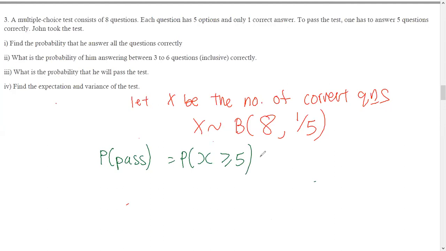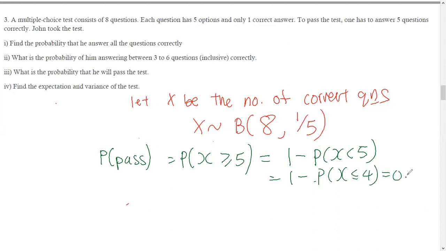Is this in the DRV format? No, so we have to change it. Take on the complementary case, X less than or equal to 5, and then further reduce it to X less than or equal to 4. So you press the calculator, this will give you 0.0104. That's it for part 3.